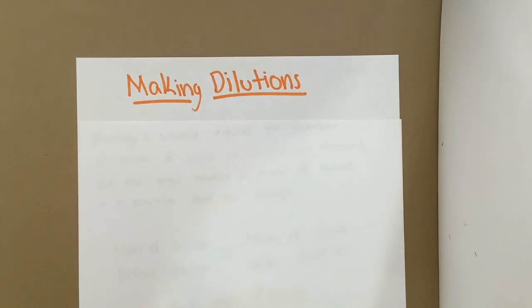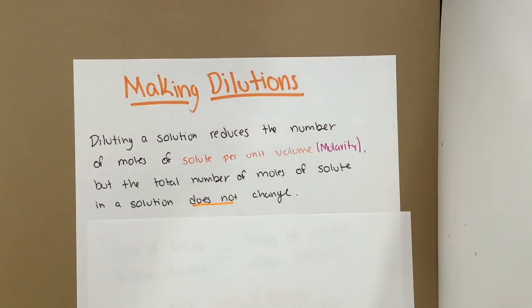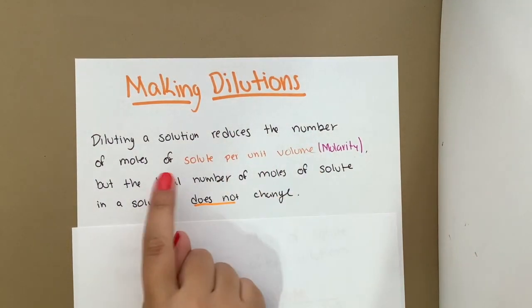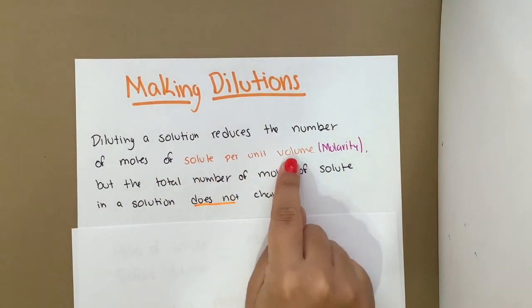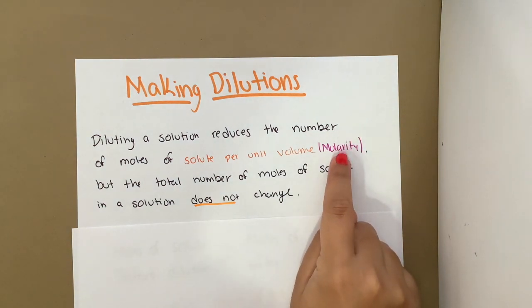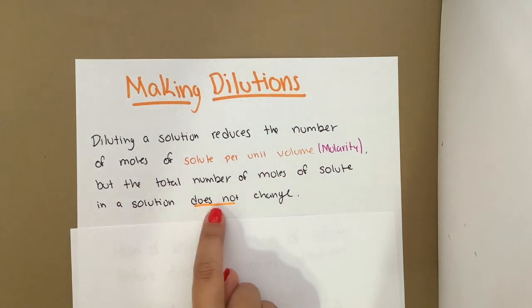Okay, so today we're going to finish Unit 11, which is solutions. And today we're going to talk about making dilutions. So what is a dilution? Diluting a solution reduces the number of moles of solute per volume. So it reduces the molarity. It reduces the concentration. But the total number of moles of solute in solution does not change.